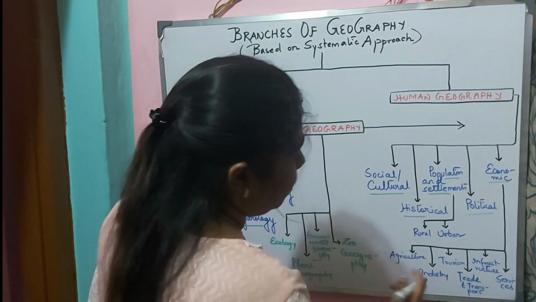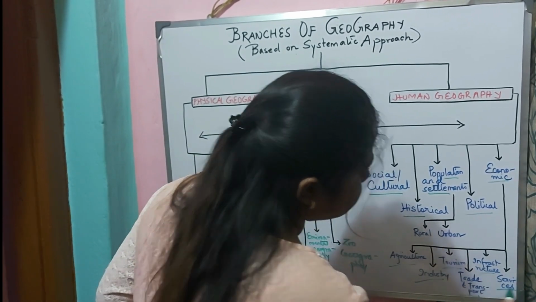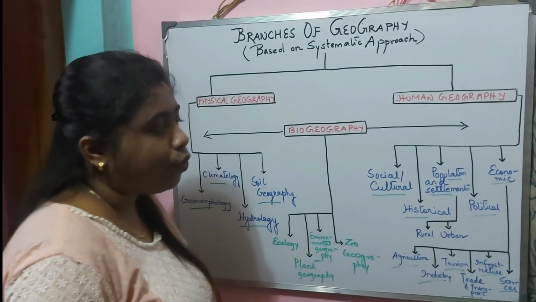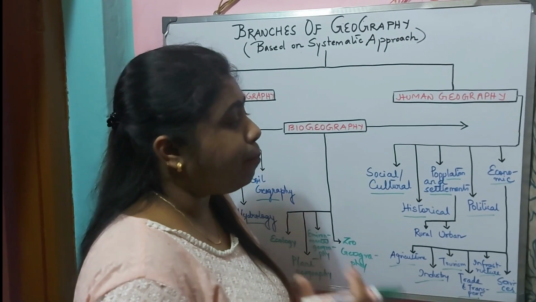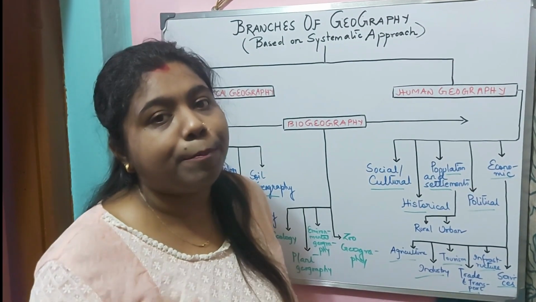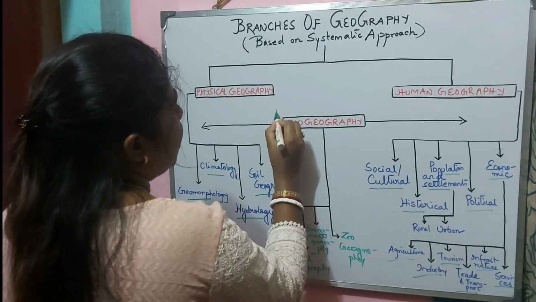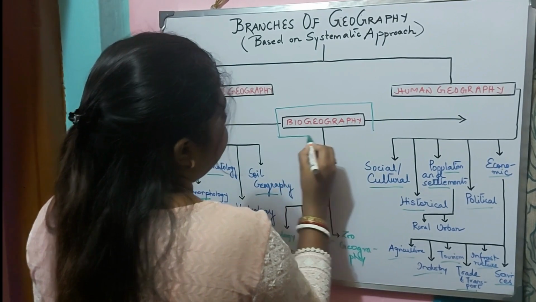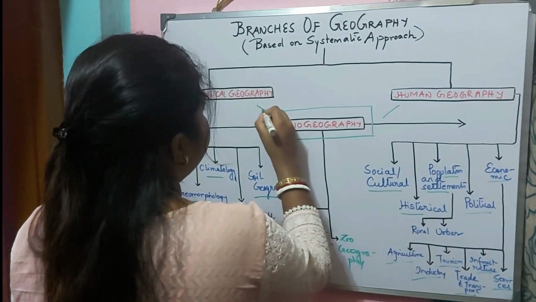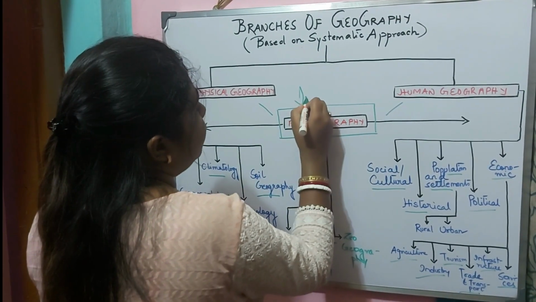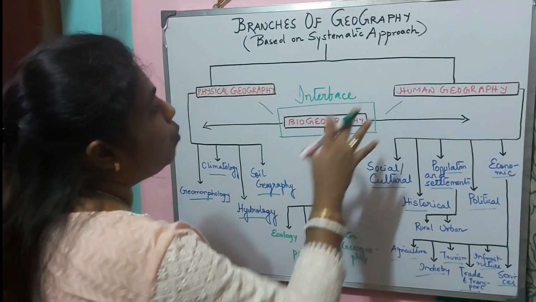Here you can see these are the economic activities: agriculture, industry, tourism, trade and transport, infrastructure services, all play a very important role in economic development and cultural development of human beings. Now, as you can see, biogeography is located in between physical geography and human geography. So we can say that biogeography is the interface between physical and human geography.